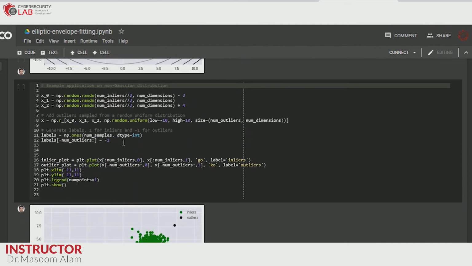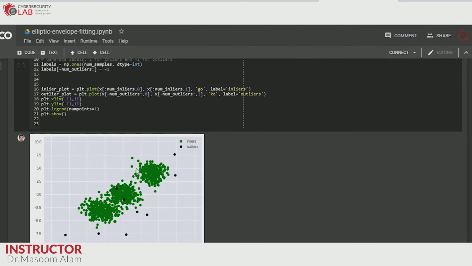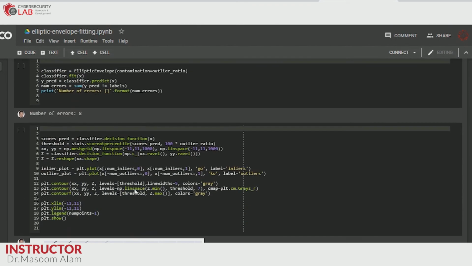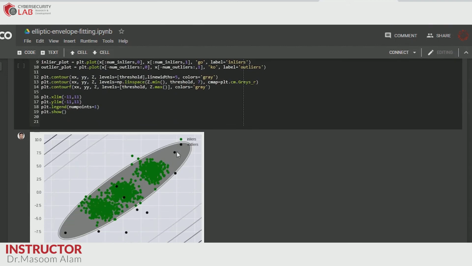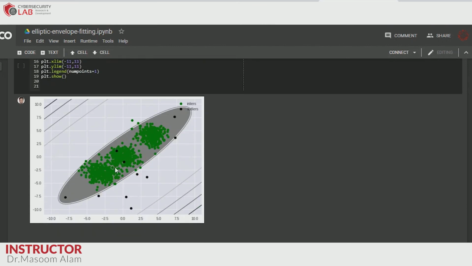For the non-Gaussian distribution, we have another dataset that now we have plotted. You can see this is data which is scattered in three different locations. So it's a non-Gaussian distribution, and when we draw the boundaries over here, the number of errors in this case is 8.